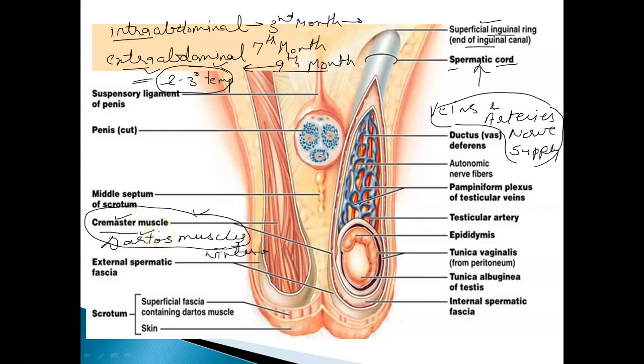If the testes fail to descend, then of course there will be no functional maturation of sperms. For maturation, they require 2 to 3 degrees lower temperature than the normal body temperature. The rest of the labeling here is the tunica albuginea layer, the tunica vaginalis layer, and outside the testis, the sperms are carried by the coiled structure, the epididymis. All these structures we are going to study in the coming slides.